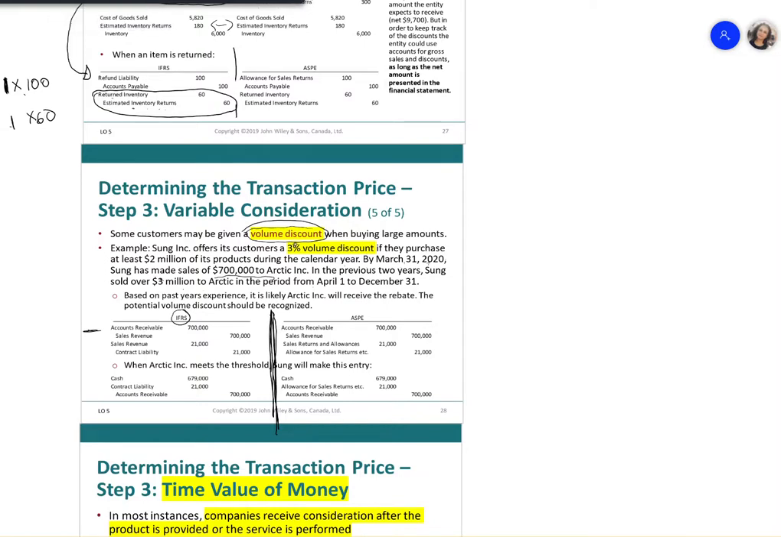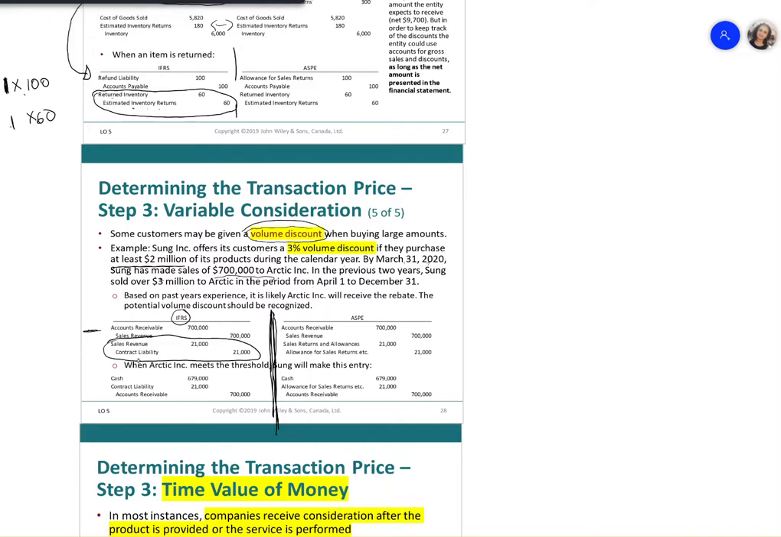We're giving them a 3% volume discount. If we're giving them a 3% volume discount, we have to set up a liability at this point. Why do we have to set up a liability? Because we don't know if they're going to meet the purchase criteria that we put in. They have to buy at least 2 million from us. They only bought 700,000 worth of sales.